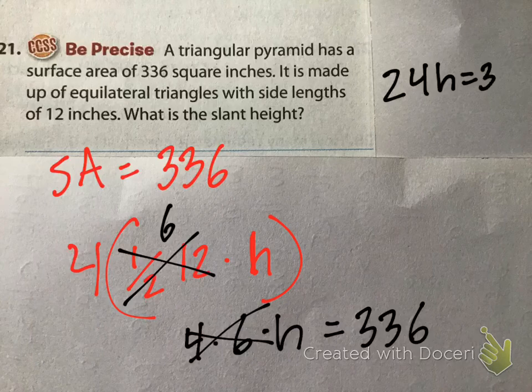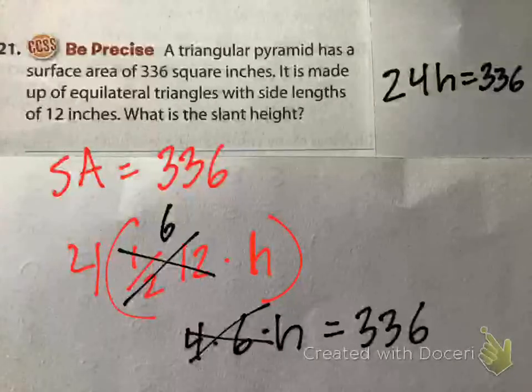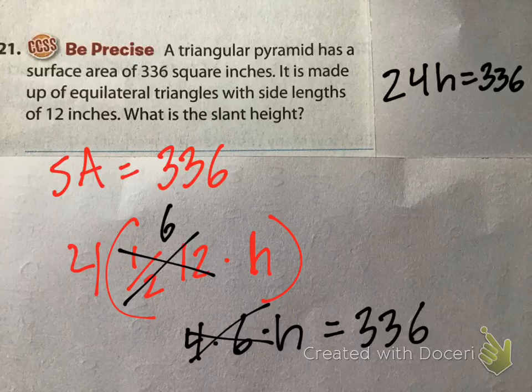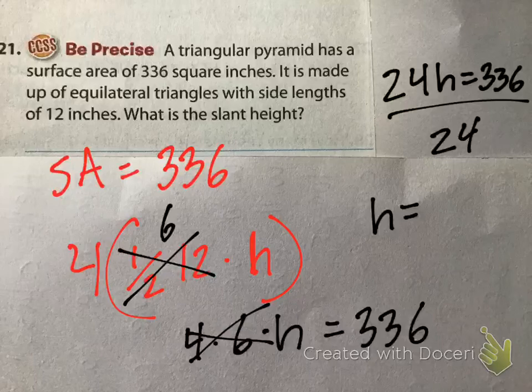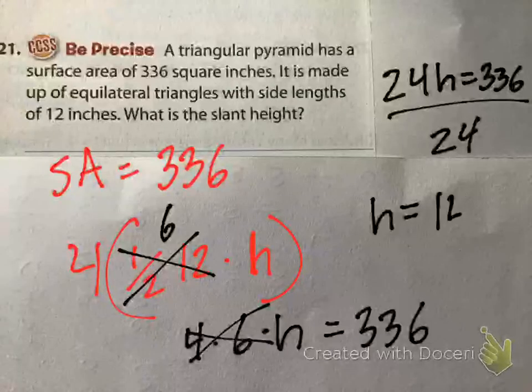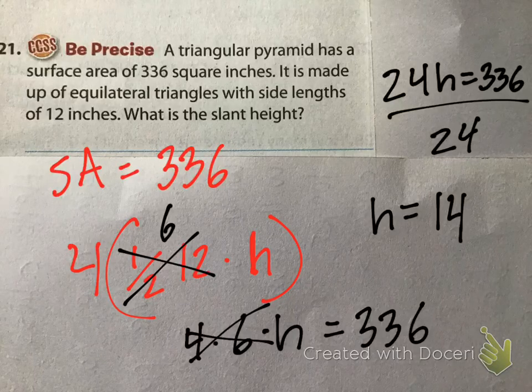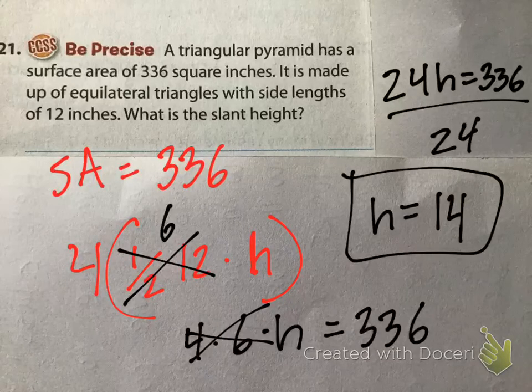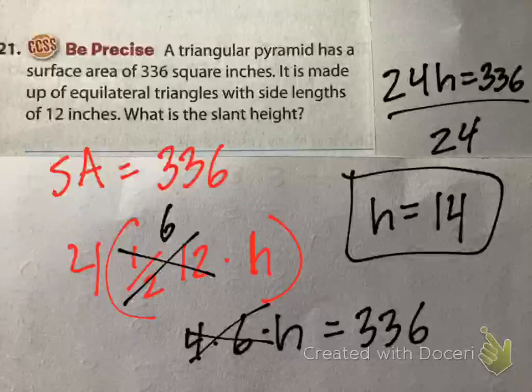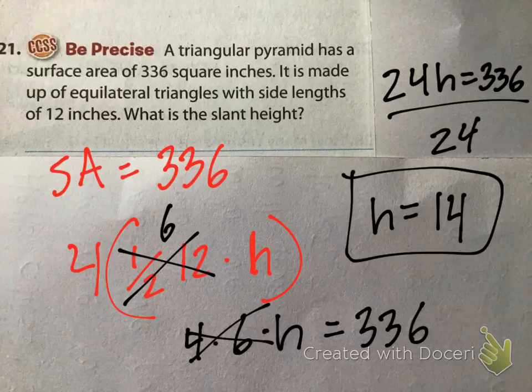24h equals 336. We want to isolate that variable. So because it's multiplying, we are dividing each side by 24. So h, 336 divided by 24 is 14. So the slant height would be 14.